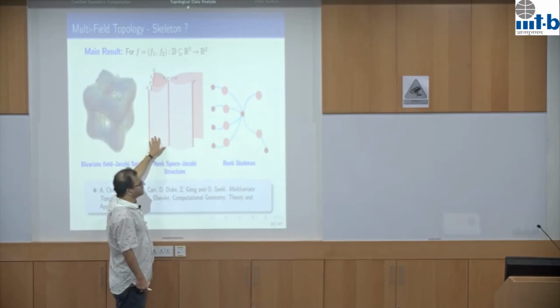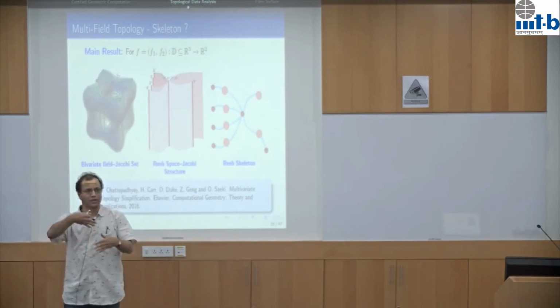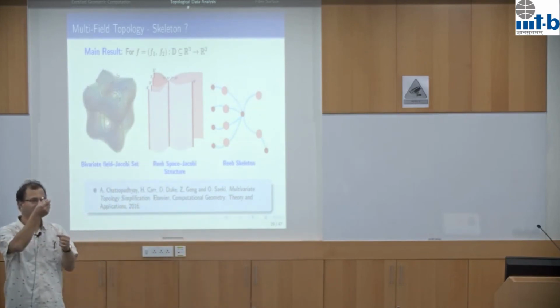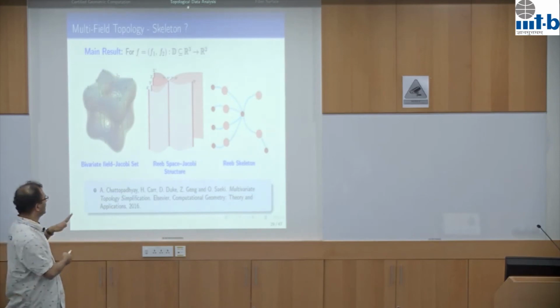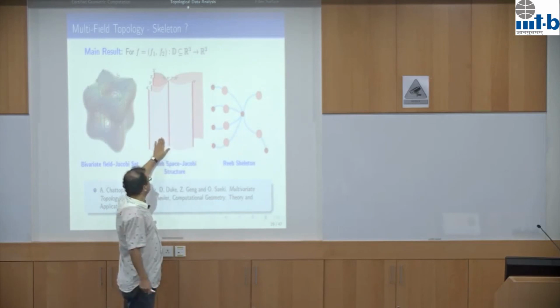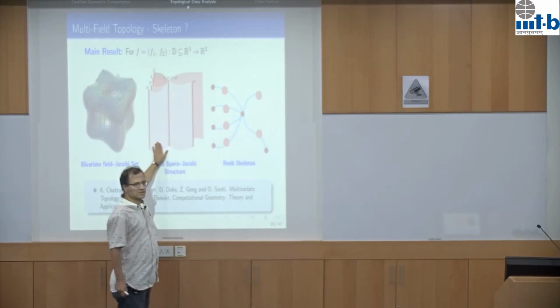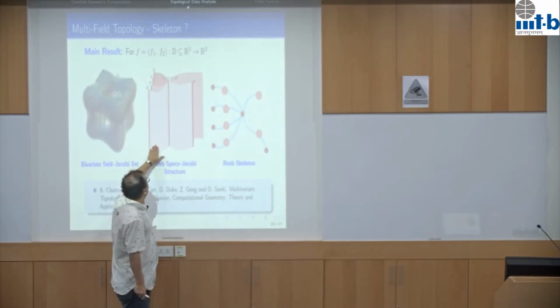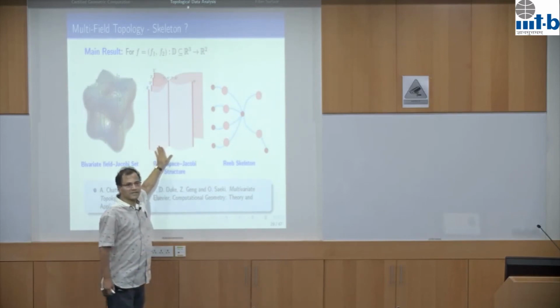So this will not be a graph anymore. You'll have sheets instead of the edges of the graph there. Here you will have sheets. These are called the sheets of the Reeb space. Okay, and we can subdivide this further.